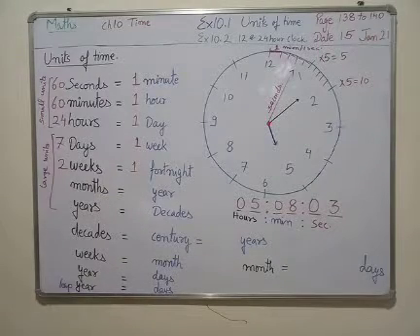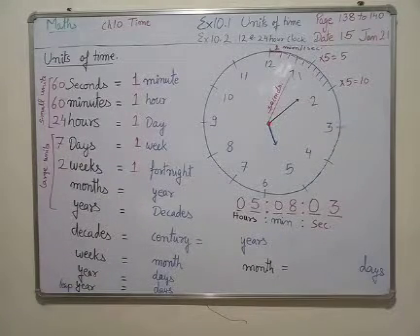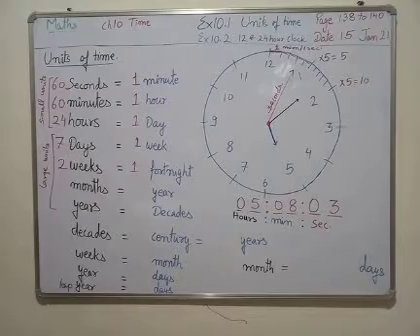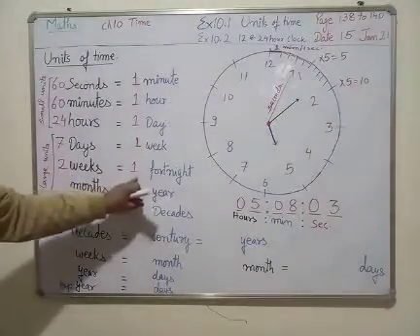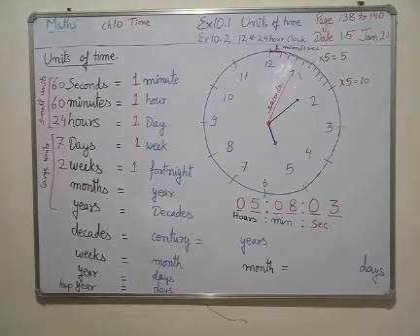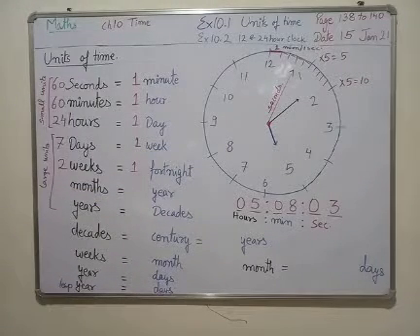Very good, Devang. Laksh. Very good, Kartika. Very good, Ishanvi. Very good, Madhav. Very good, Anand. So 2 weeks makes 1 fortnight. Okay, so 2 weeks makes 1 fortnight.